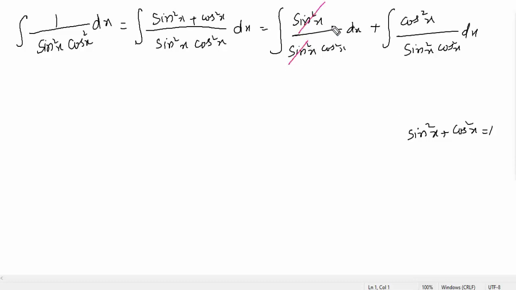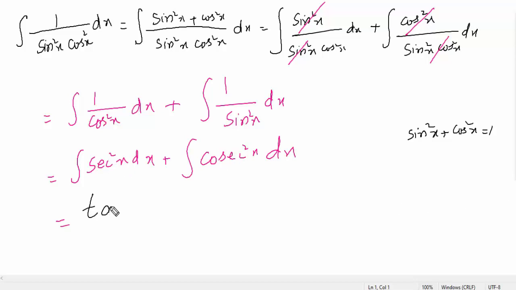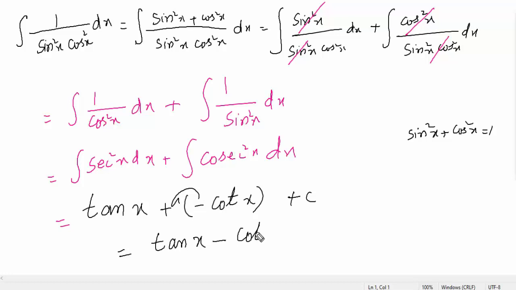Guys, you can see that the sin square cancels, this cos square cancels, and you only have 1 over cos square x dx plus 1 over sin square x dx. So by these trigonometric identities, this changes into secant square x dx plus cosecant square x dx. So the integration of secant square x is tangent x, plus the integration of cosecant square x is minus cotangent x, plus c. So for more simplification, tangent x minus cotangent x plus c.